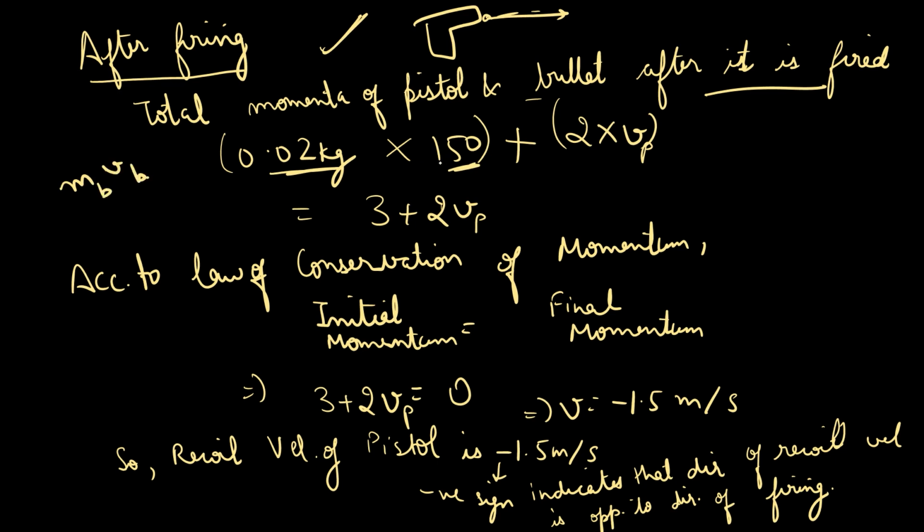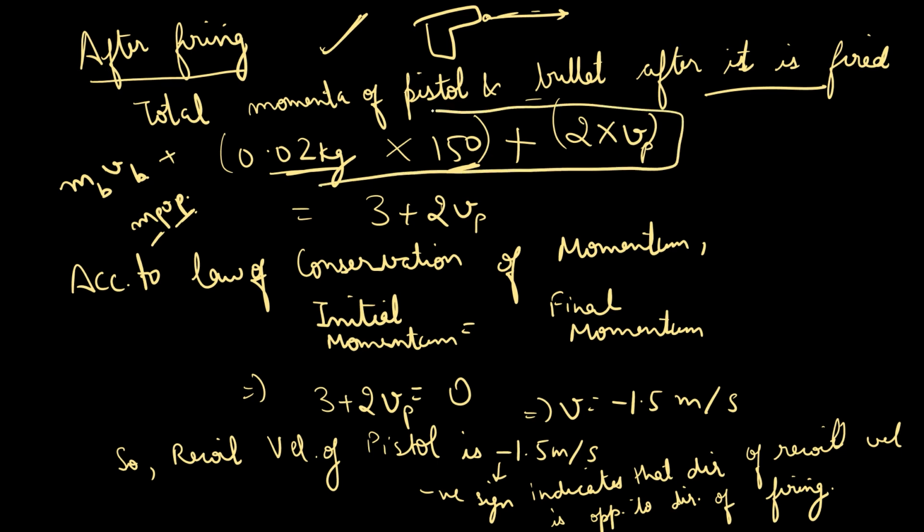Velocity of bullet is plus 150 meter per second because the bullet is fired from left to right, okay, plus mp vp, correct. Mass of pistol into velocity of pistol. Now the mass of pistol is 2 kg and the velocity of pistol you need to find. So this is your final momentum, which comes out to be 3 plus 2 vp.